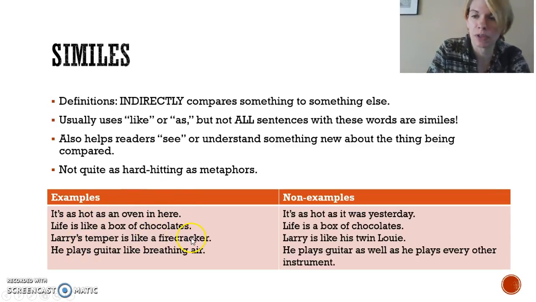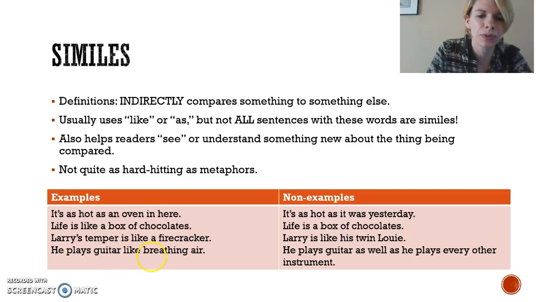Larry's temper is being compared to a firecracker using the word like. Larry is like his twin, Louie. These are two similar things. We are talking about the same topic, basically, just throwing the word like in there. Whereas Larry's temper being a firecracker, those are not similar. Those are very different subjects that are driving that simile, but you understand what he's trying to say about the temper based on using that word firecracker.